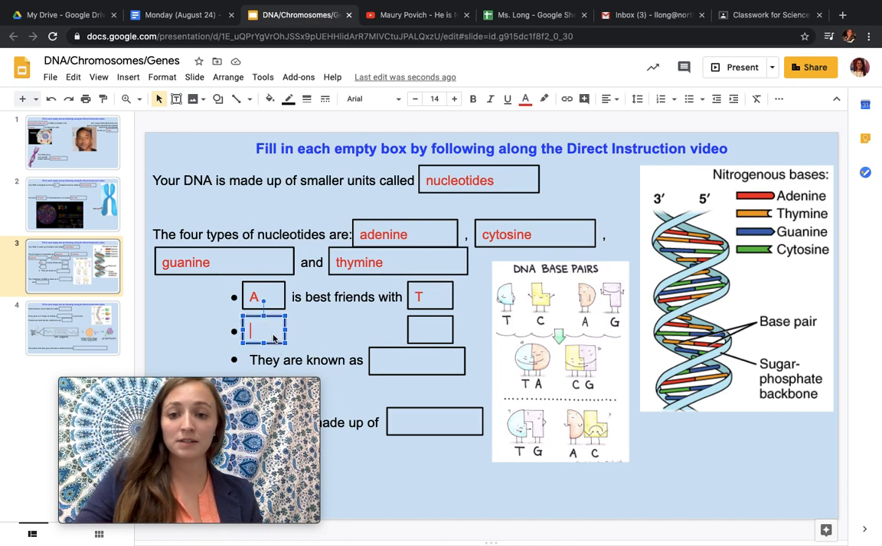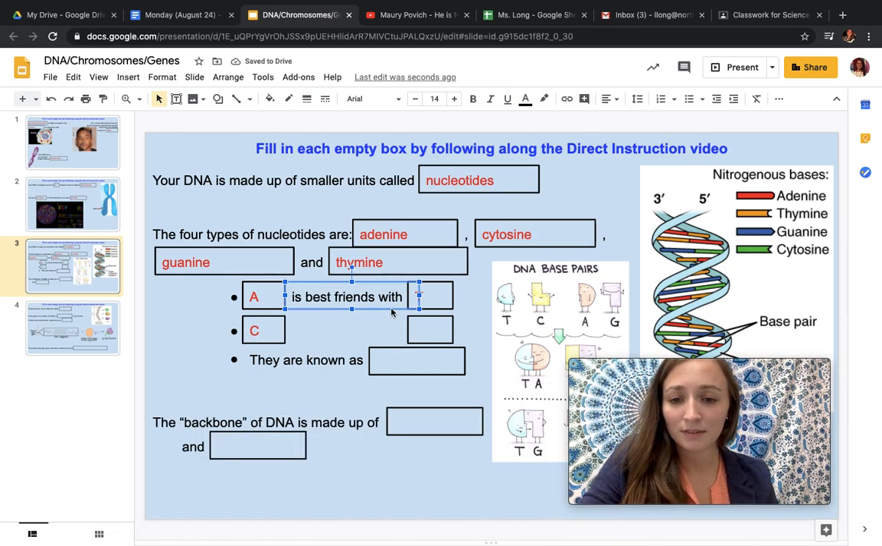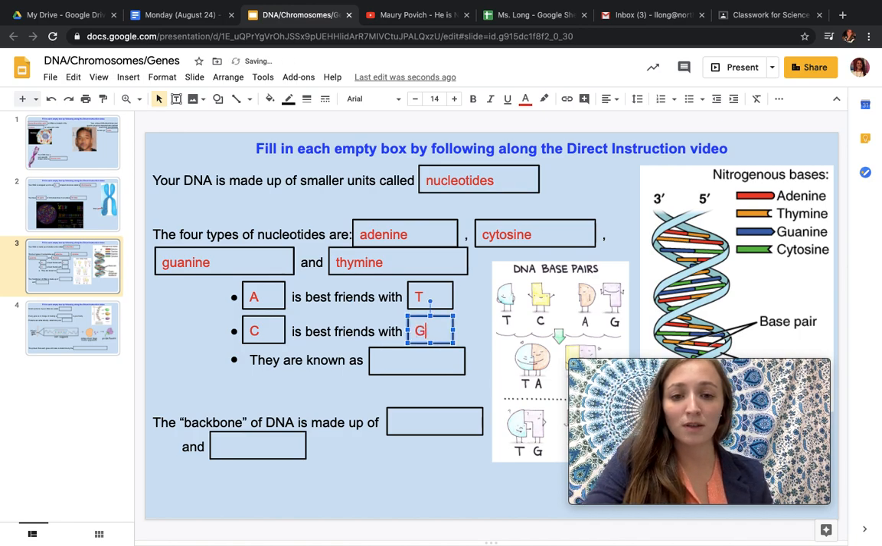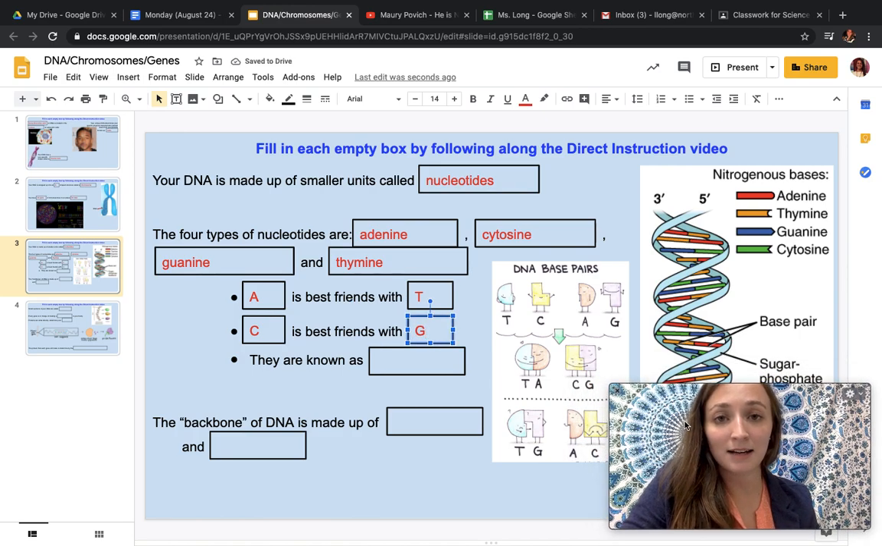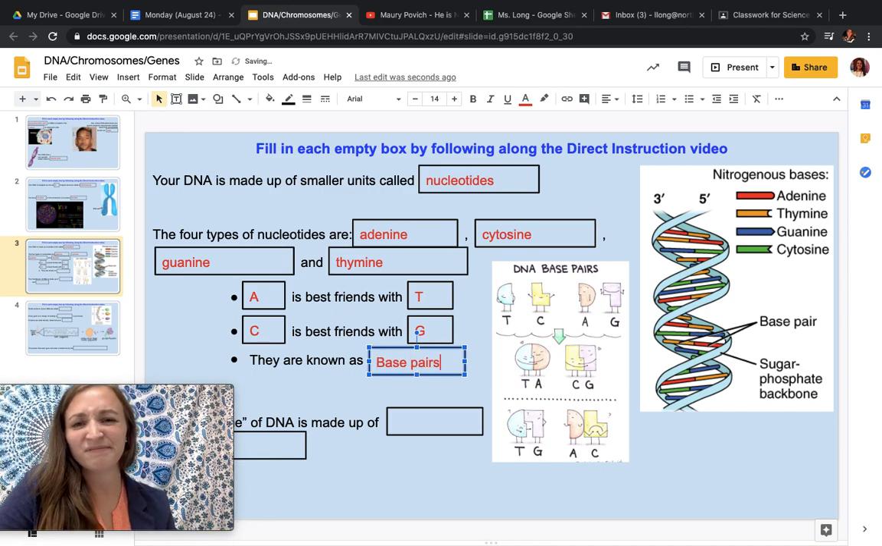So we have C. C is best friends with G. Same exact thing. C is only going to mess with G. C is not going to mess with T. They've got beef. They're not going to even look at each other. You can look at this picture too to help see who matches with who. T with A, C with G. Now these pairs, once they're together and paired up, are often known as base pairs. Easy peasy.